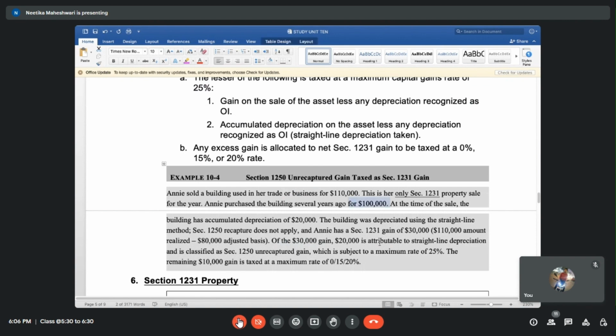At the time of the sale, the building has accumulated depreciation of $20,000. The building was depreciated using the straight line method. Section 1250 recapture does not apply, and Annie has Section 1231 gain of $30,000: $110,000 amount realized less $80,000 adjusted basis. Of the $30,000 gain, $20,000 is attributable to straight line depreciation and is classified as section 1250 unrecaptured gain, which is subject to a maximum rate of 25%. The remaining $10,000 gain is taxed at the maximum rate of 0, 15, or 20%.